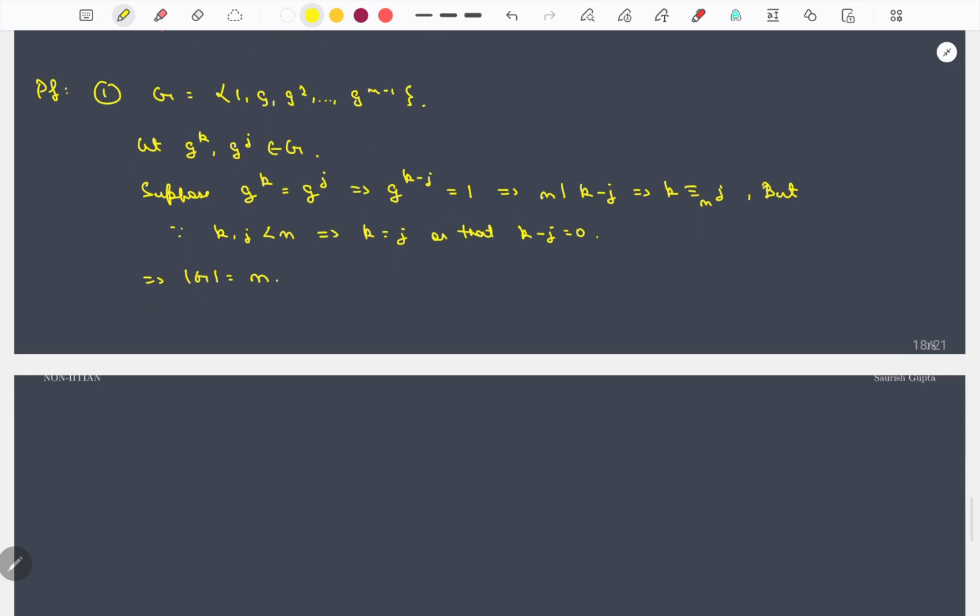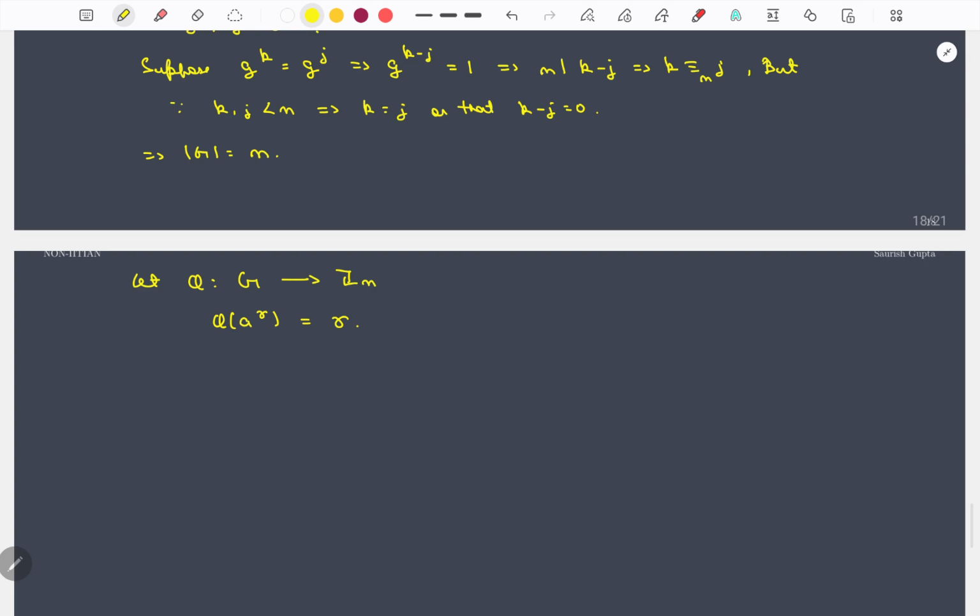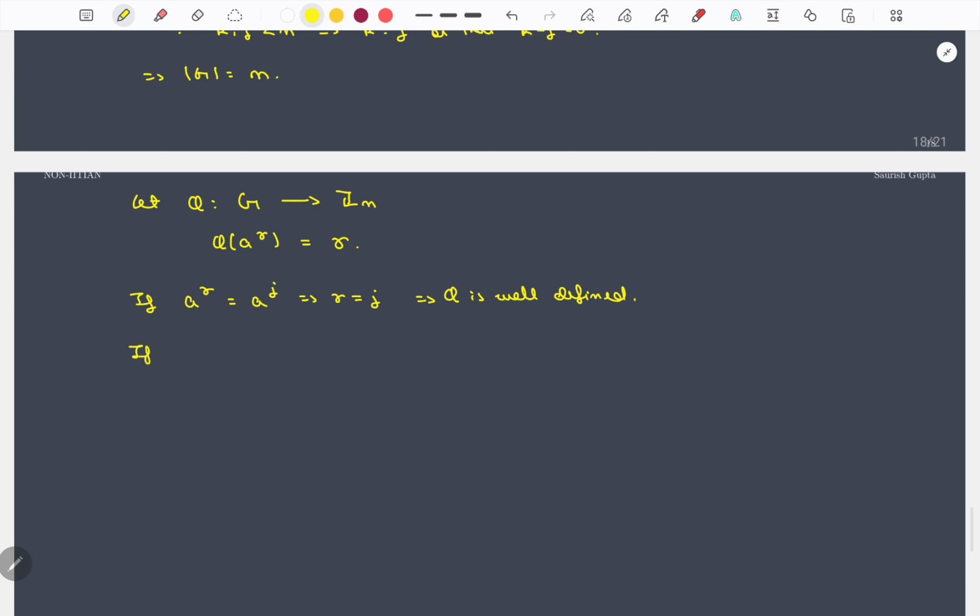Now how does the isomorphism take place? Let us take a map phi from G to Zn by taking a to the power r mapped to r. Is it well defined first? It's obviously well defined, because if a to the power r is equal to a to the power j, we have just proved that this implies r is equal to j. So phi is well defined. Also, injectivity holds quite immediately from here.